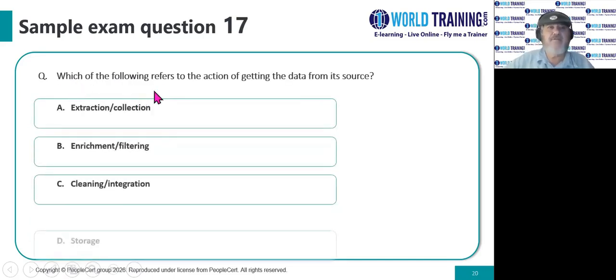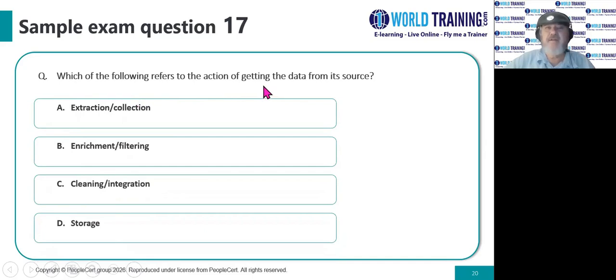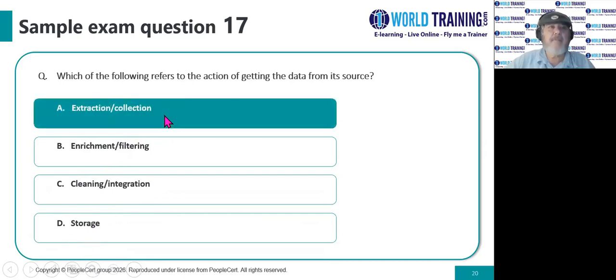Question 17, which of the following refers to the action of getting the data from its source? Okay, extraction, collection, that's a good answer. Enrichment, filtering, no. Cleaning and integration, no. Storage, no. So A is the best answer.